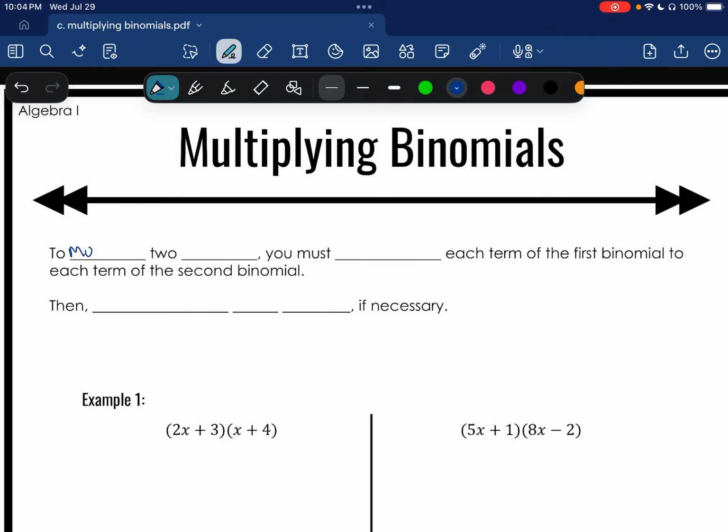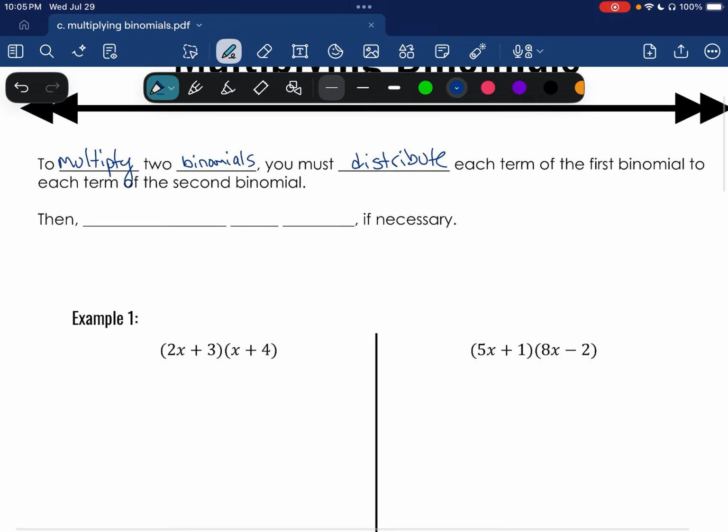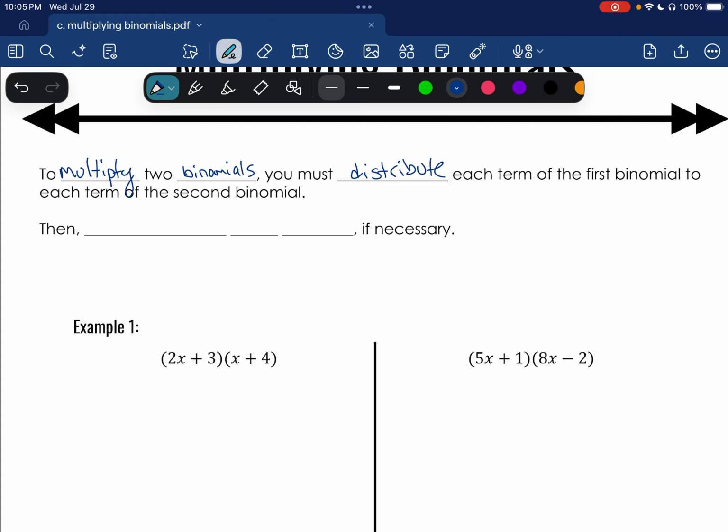What is it? To multiply two binomials, you must distribute each term of the first binomial to each term of the second binomial. So here we're just using the distributive property. Then you are going to combine like terms.